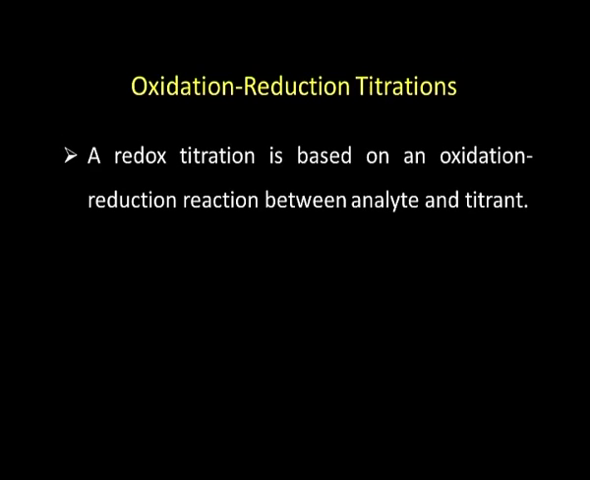Next is oxidation reduction titrations. In this case, oxidation reduction reactions involve the transfer of an electron or hydrogen atom or hydride group from a donor to an acceptor. The donor loses an electron and changes from the reduced to the oxidized form. The acceptor gains an electron and changes from the oxidized to the reduced form. The oxidized and reduced forms of a redox component are said to form a redox couple. A redox titration is based on an oxidation reduction reaction between the analyte and the titrant.